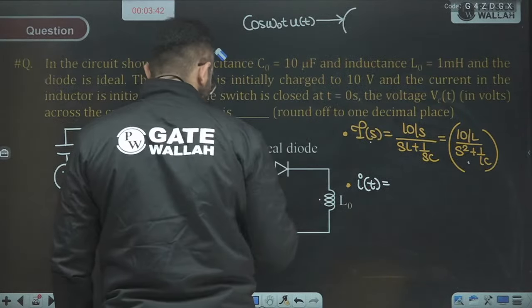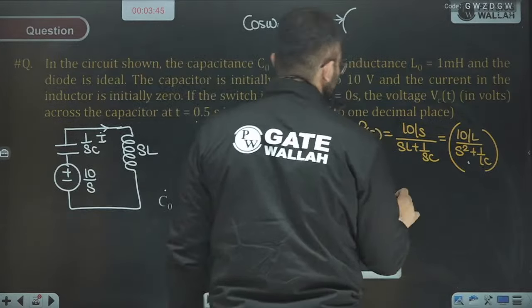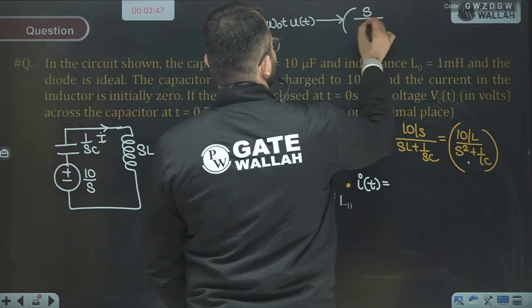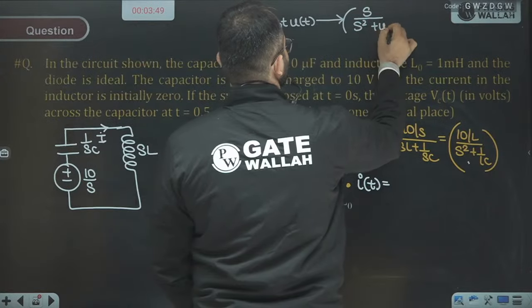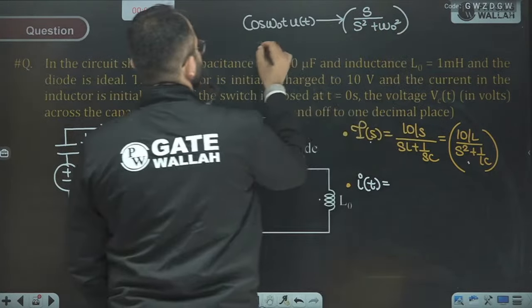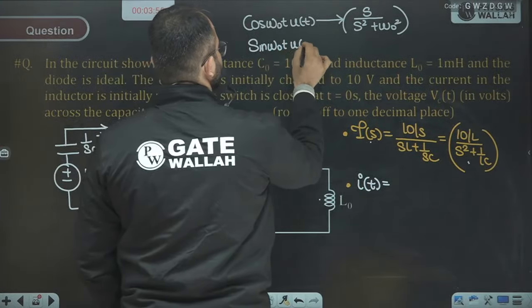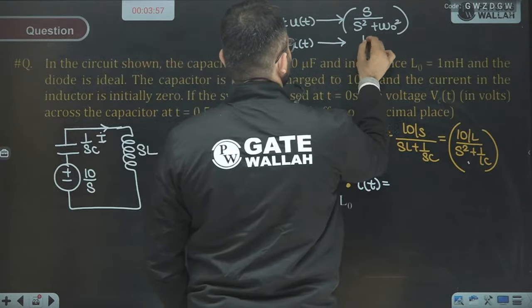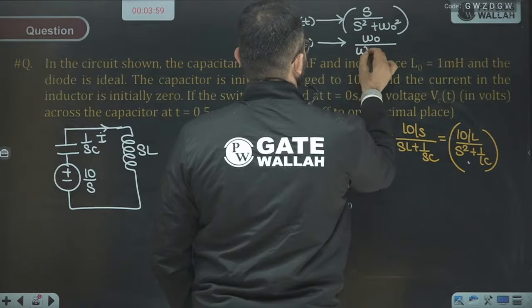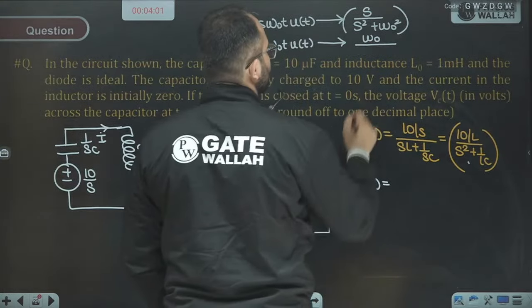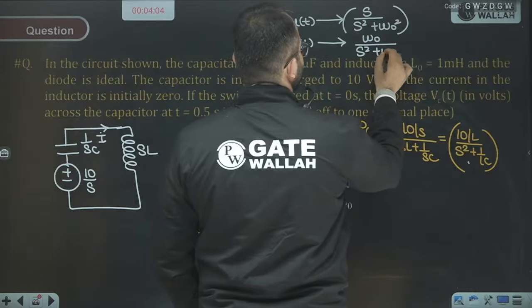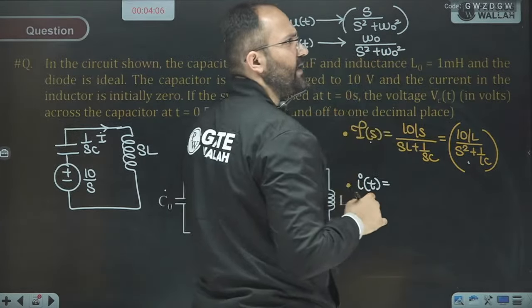So the cosine Laplace transform is, I think, S upon S square plus omega square. Please check, all of you. And sine omega naught t u(t) has Laplace transform omega naught upon S square plus omega naught square, right? Is this correct? I think please check.